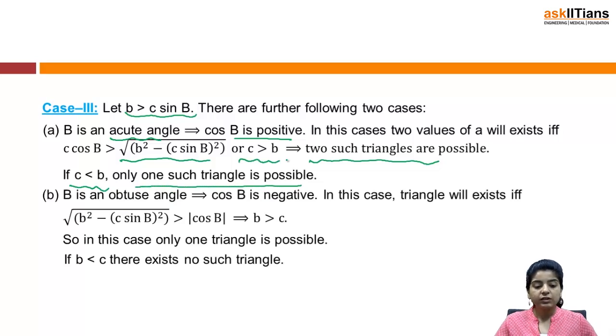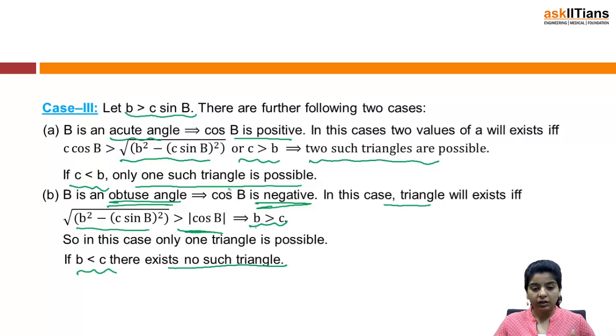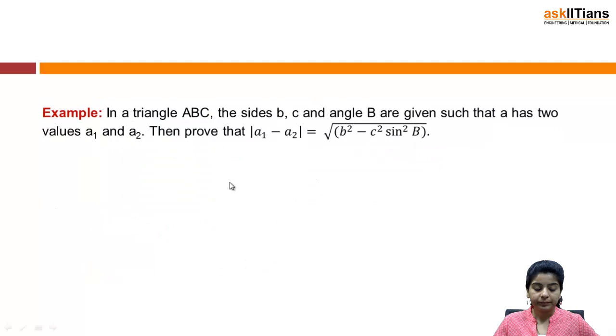Now the other case: if B is an obtuse angle, then cos B is negative, and in this case the triangle will exist provided b is greater than c, and if this happens then only one such triangle is possible, and if b is less than c there exists no such triangle. We will discuss an example based on the application of these cases and the things will be much clearer.